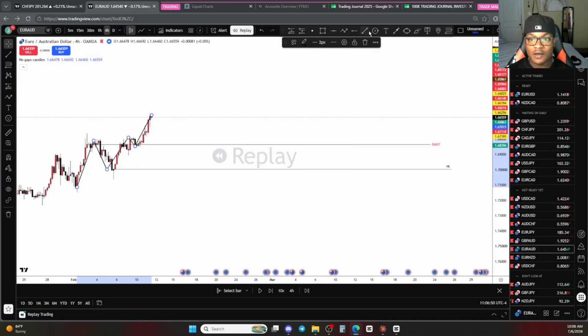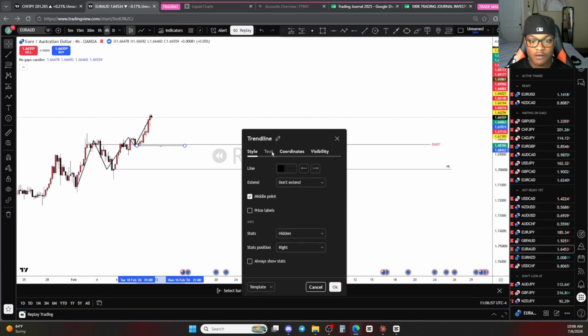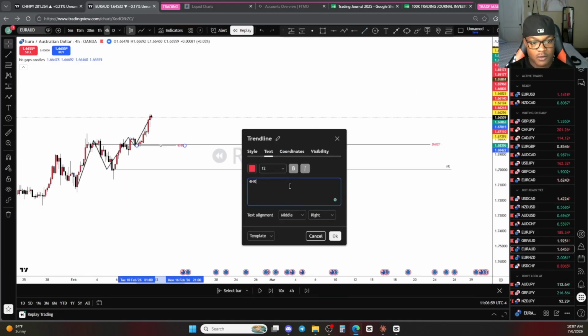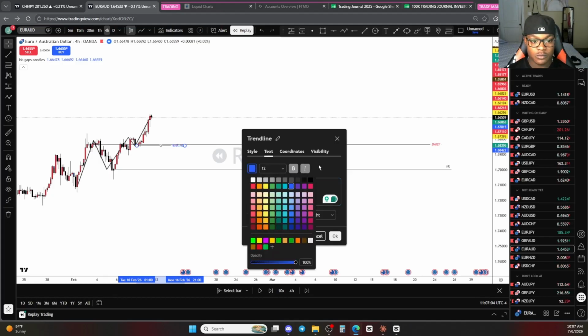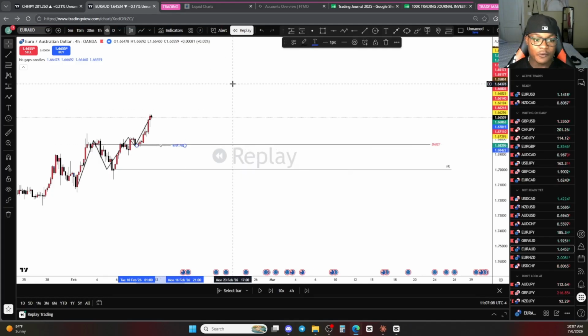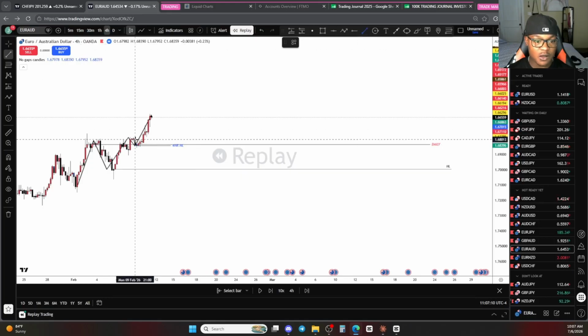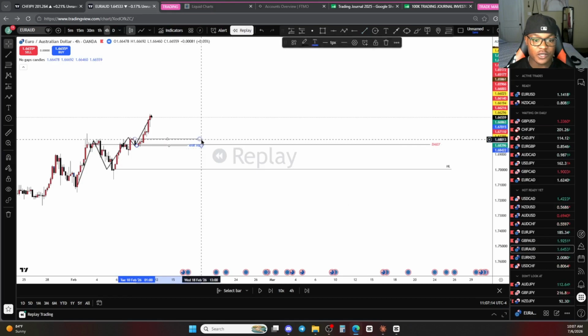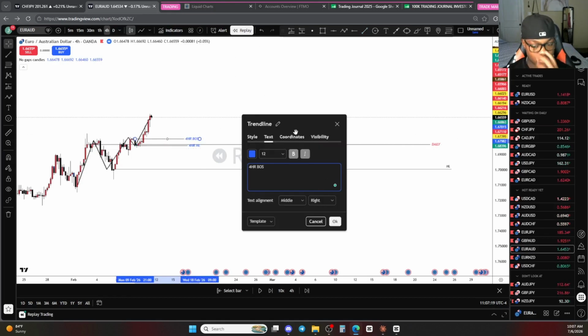What can I identify? Well, I can identify now that my 4-hour higher low will be around here. Let's mark this off as the 4-hour higher low. Let's make it blue. We see that the 4-hour higher low happened around here, and then we can mark this off as the 4-hour break of structure. Let me drag it off, 4-hour break of structure.